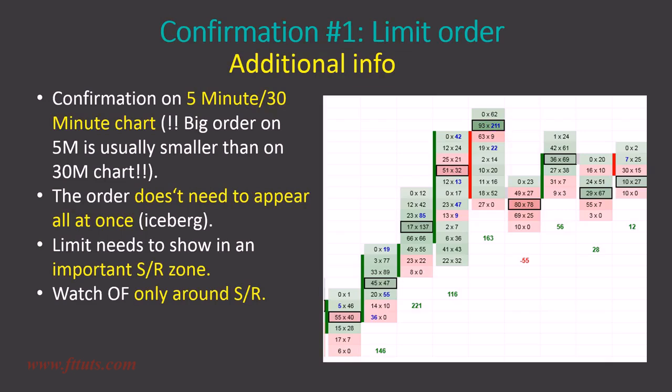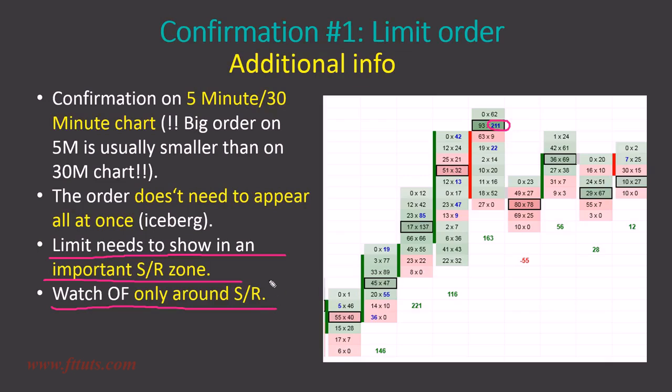Now, I already said this, but it is pretty important, so I'll repeat it. Limit orders need to show an important support and resistance zone. So don't just follow 5-minute order flow looking for significant limit orders or significant numbers on bid or on ask. You need to read the bigger context for this. That's why this is a confirmation strategy. So those limit orders need to be in significant support or resistance zones. So you want to watch the order flow only around those support and resistance zones.